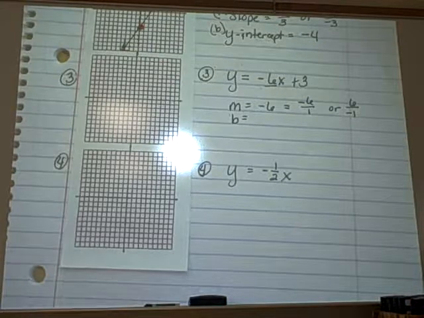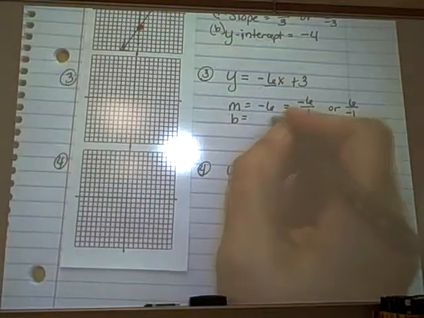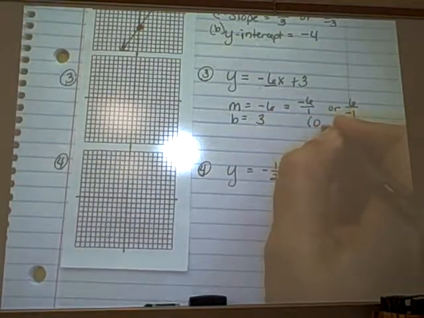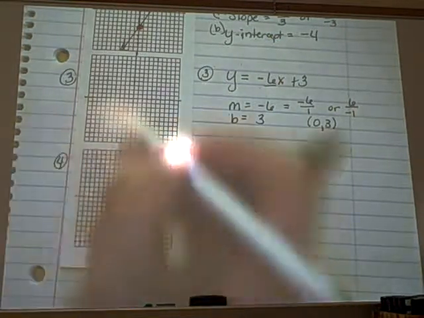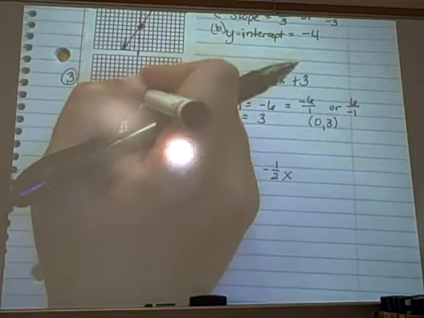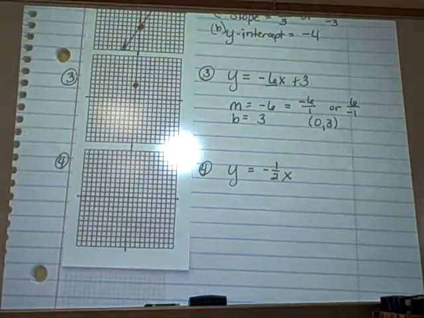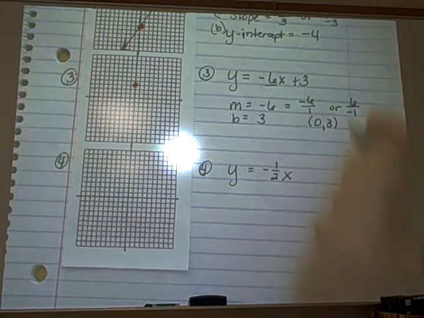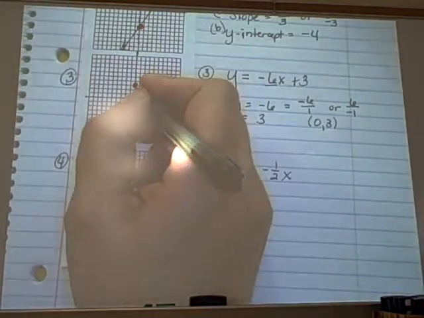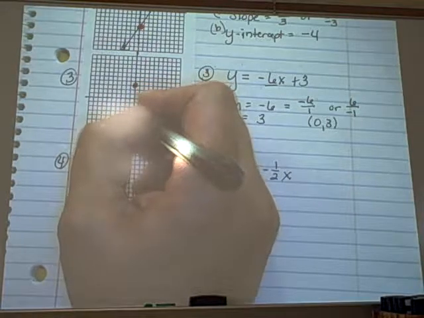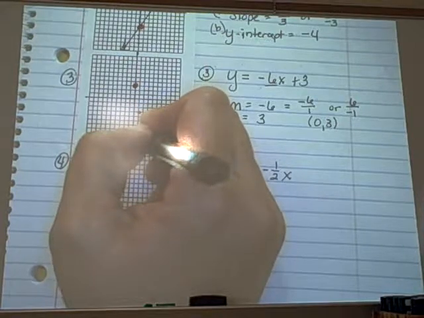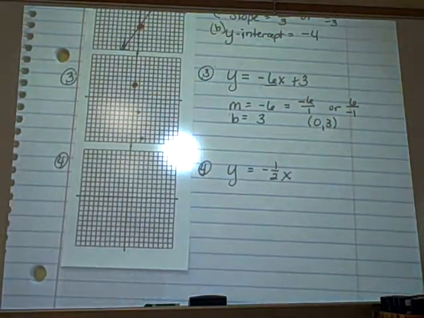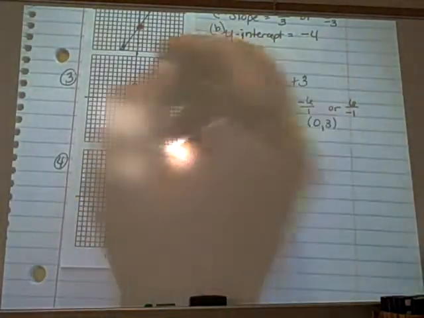Okay, what's my y-intercept? Y equals mx plus b, negative 6x plus 3. So this is 3, or the point 0, 3. So this one crosses at the 3. 1, 2, 3. And from there, I'm going to go down 6 to the right 1. And I can just continue, but I can only do it twice because I'm running out of room. But I could go back to my original point, go up 6 to the left 1.